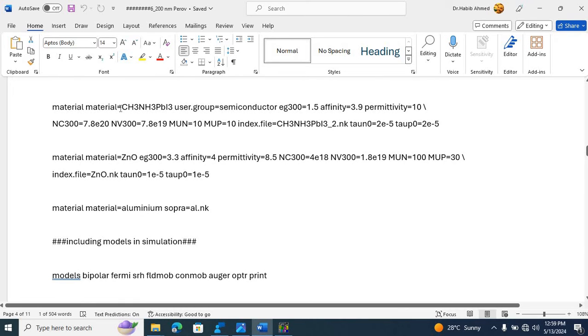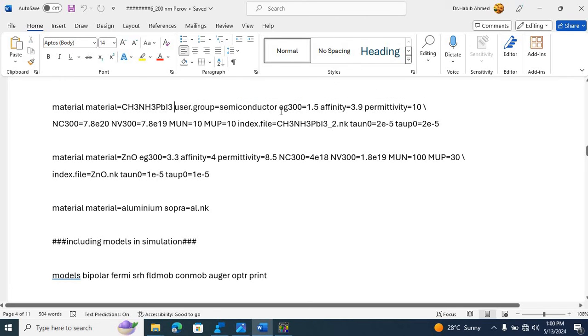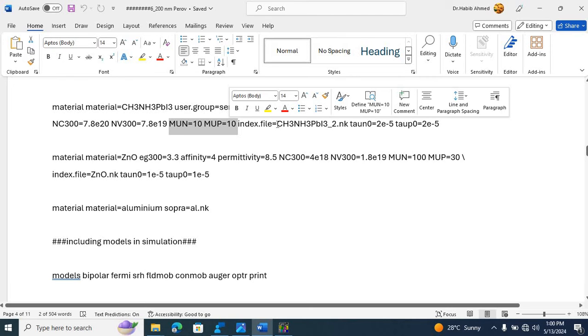Here is the active layer, the methyl ammonium lead iodide. Once again, this is a user-defined material. Its band gap is 1.5, suitable in the visible light range. Affinity, permittivity, density of states in the conduction and valence band, electron and hole mobility, which are decent values for a perovskite material.